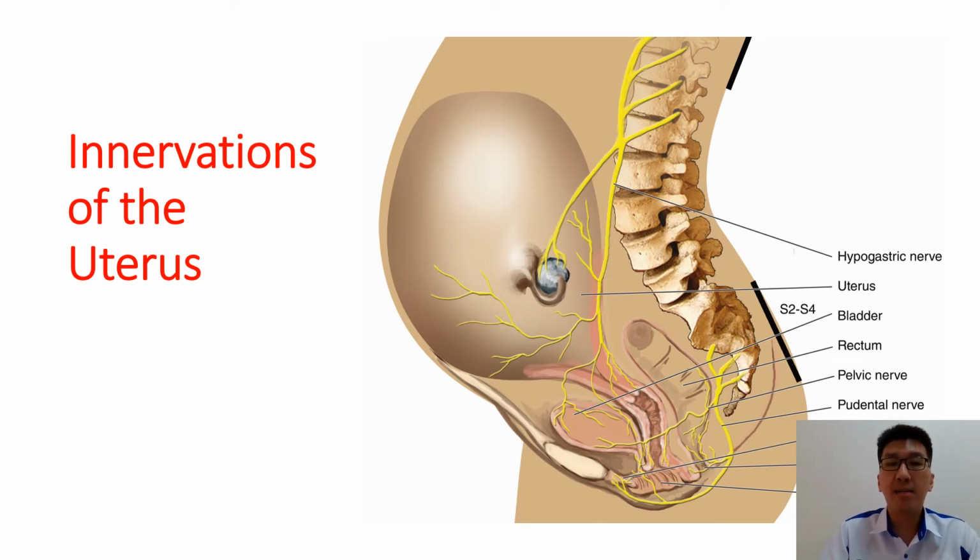This is regarding the innervation of the uterus. It is usually from the hypogastric nerve, which is from the thoracolumbar innervation, as you can see here. So the innervation of the uterus is usually from the T10 to T12 level. And from the upper segment, it can go up to T6 or T8 level.